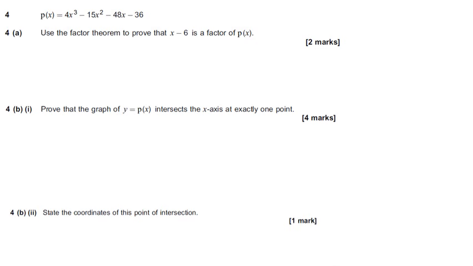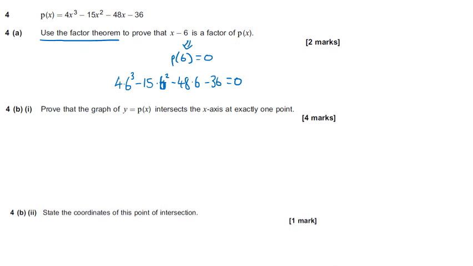Okay, next we've got a polynomial, and we're asked to use the factor theorem. Now we're being told to use the factor theorem, so we can't use another method like polynomial long division straight away. But the factor theorem is that if x minus 6 is a factor, then that implies that the polynomial evaluated at x equals 6 is equal to 0. So that's just what we've got to determine. So if you work out 4 times 6 cubed minus 15 times 6 squared minus 48 times 6 minus 36, that is indeed equal to 0. So that's all you need to show.